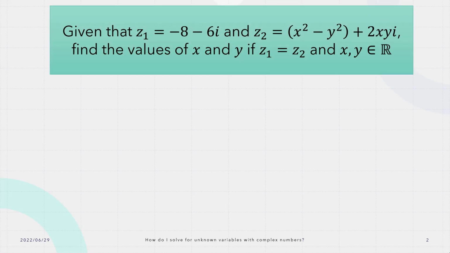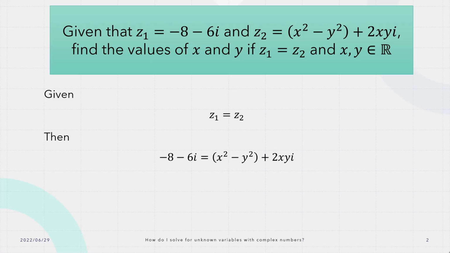Given z1 is equivalent to minus 8 minus 6i, and z2 is equivalent to x squared minus y squared plus 2xyi, find the values of x and y if z1 equals z2 and x and y belong to the set of real numbers. So given z1 equals z2, then minus 8 minus 6i is equivalent to x squared minus y squared plus 2xyi.